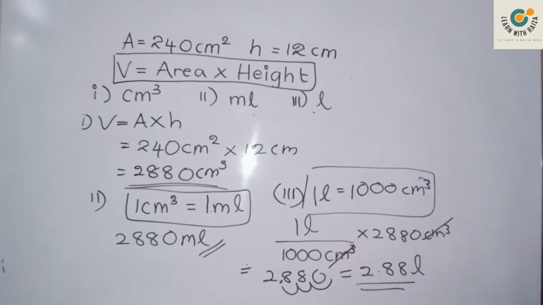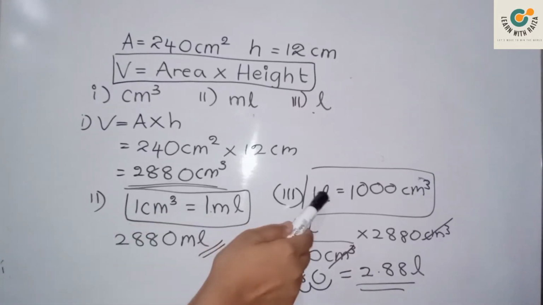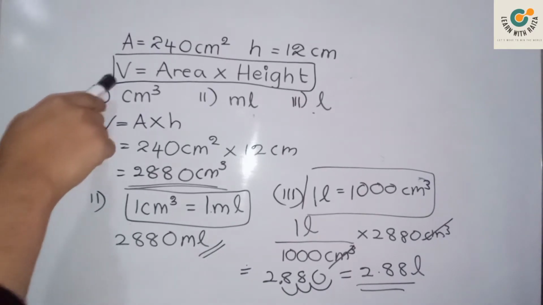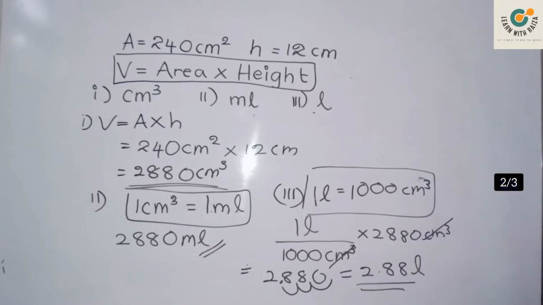Now see, we found the answer in 3 different units: cubic centimeters, milliliters and liters. For this, the main thing that we applied was the relationship 1 cubic centimeter equals 1 milliliter, 1 liter equals 1000 cubic centimeters, and another formula I introduced, volume is equal to area times height.